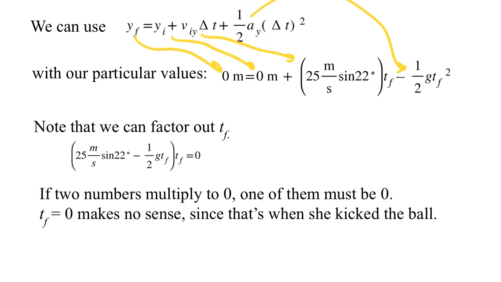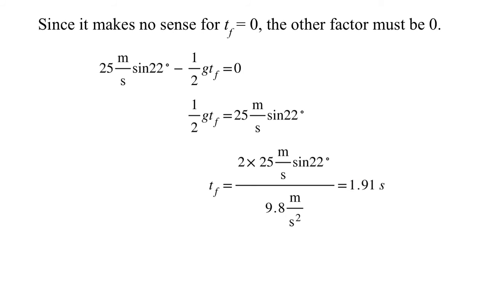And if we look at this, we see that we can factor out, and this is the important bit, we can factor out a TF in that equation because we've got 1 power here and 2 powers here. So we end up with this equation here: 25 meters per second sine 22 degrees minus a half g TF, and all of that is times TF, and together they equal 0. But of course, if two numbers multiply to 0, one of them must be 0. So either the thing that's highlighted in yellow there is 0, or TF is 0. TF being 0 doesn't make any sense. The time of flight can't be 0 if the ball actually goes through the air. So it must be that the other factor is 0.